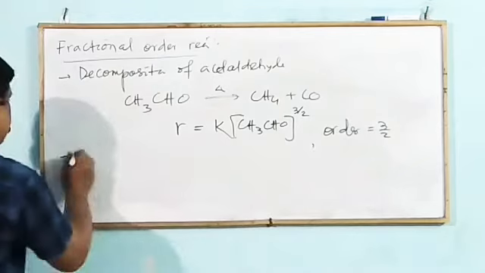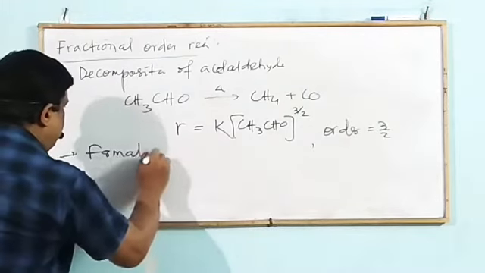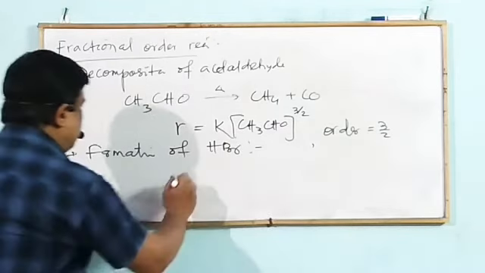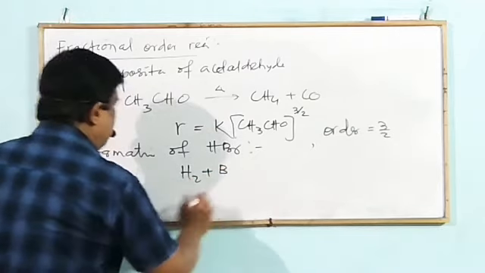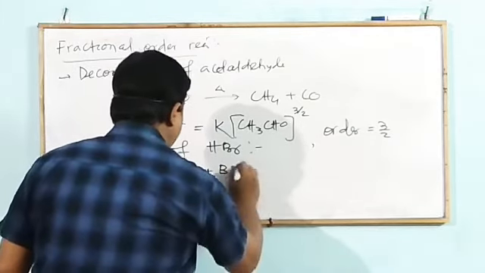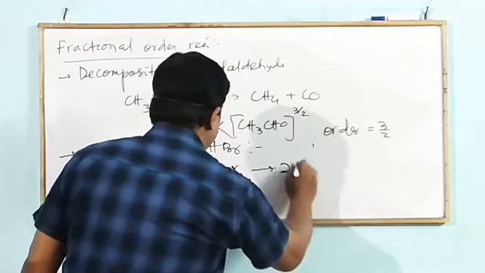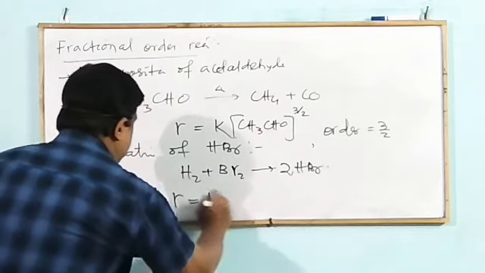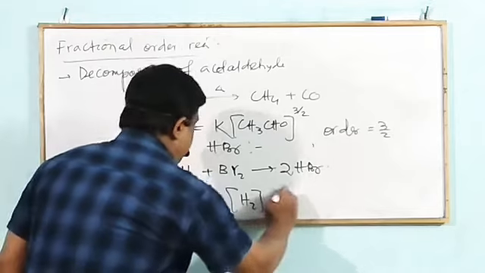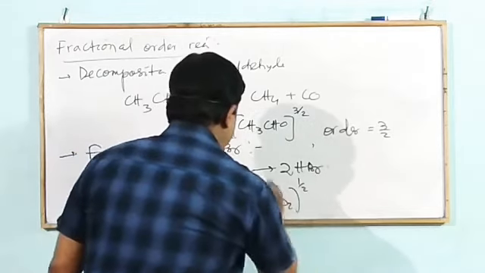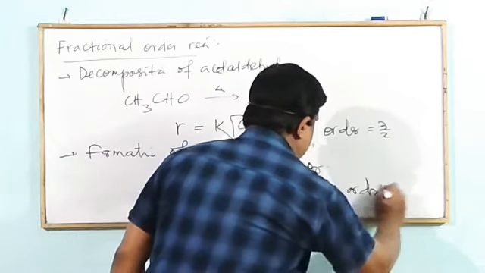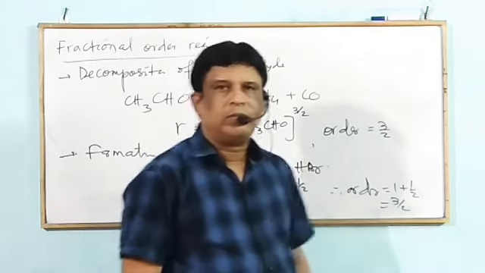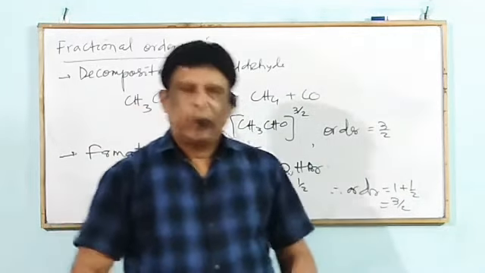Similarly, another example is there. Formation of hydrogen bromide. That means the mathematical expression, that is H2 plus Br2 give rise to 2HBr. Then according to rate law expression, R is equal to K H2 Br2 to the power 1 by 2, it is 1. Therefore, order is equal to 1 plus 1 by 2, that is 3 by 2 or 1.5. These are some examples of fractional order reaction.